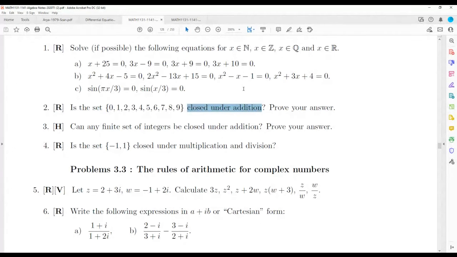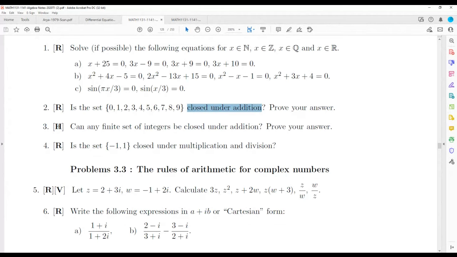Who can tell me? What does this mean? Let me know on that chat. Smash that chat button. Or let me know if you turn your microphone on. What does it mean for a set of numbers to be closed? Oliver's on the chat. If you add any two numbers in the set, the result will still be part of the set. Okay, great, Oliver.